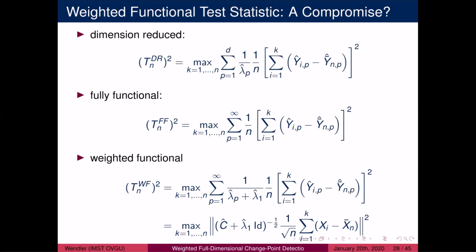If you don't know what the negative square root of an operator is, don't worry. It's basically the same as the negative square root of a matrix. You diagonalize it and replace the diagonal with the eigenvalues to the power minus 1/2. You can think of it like this.